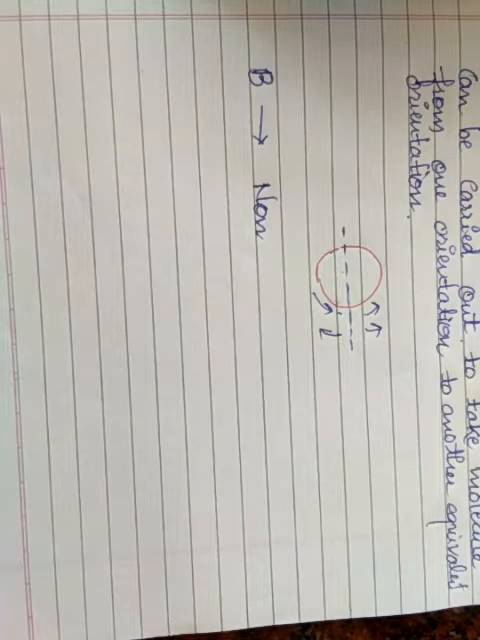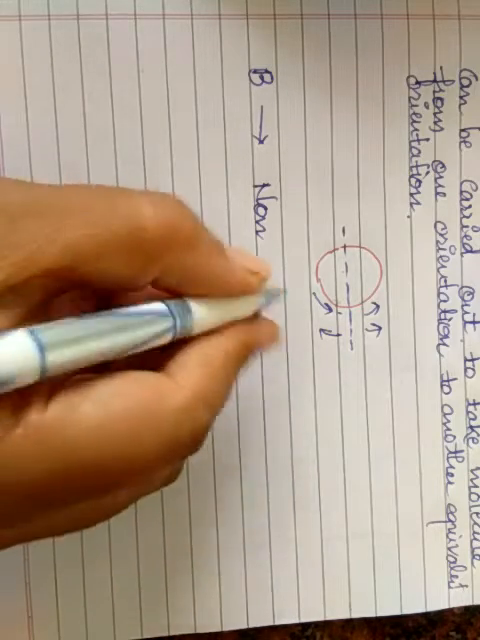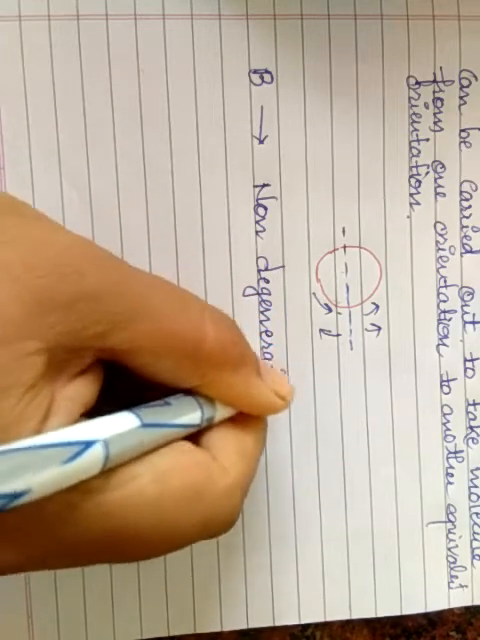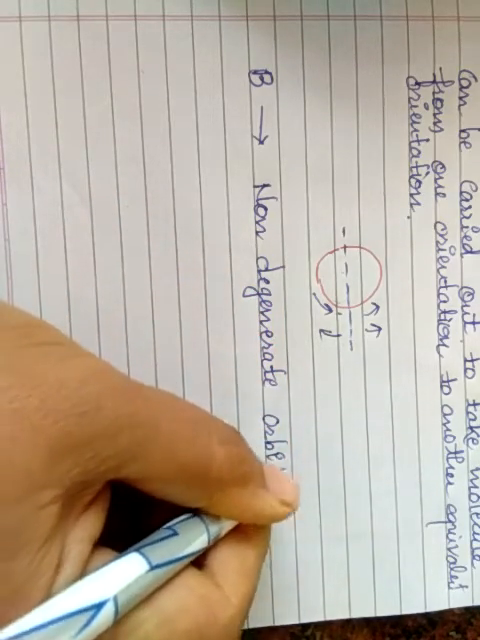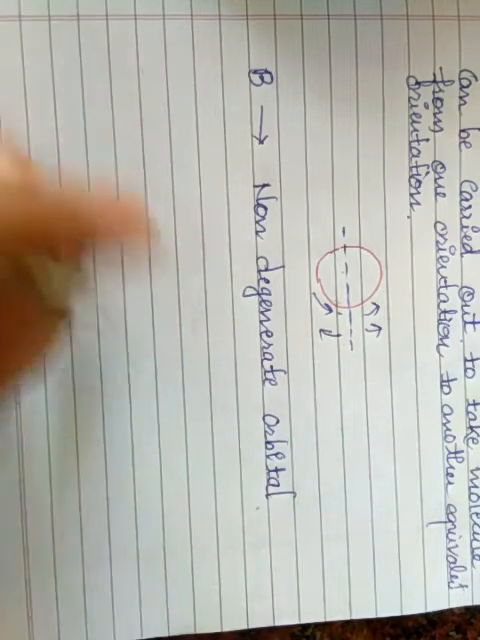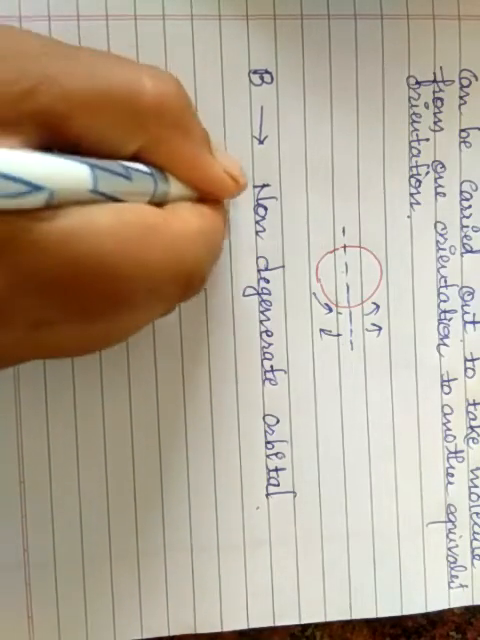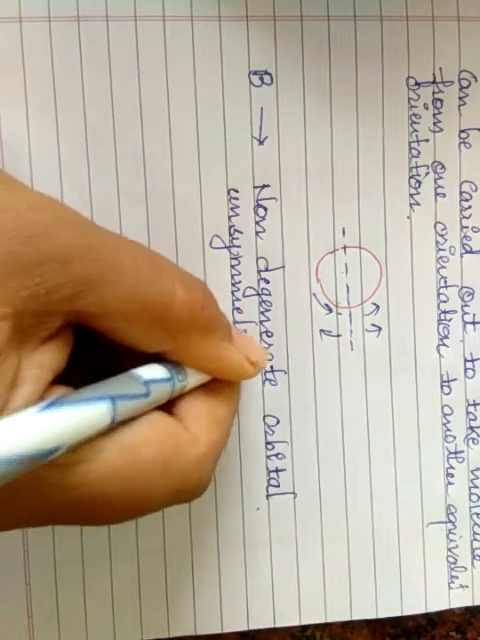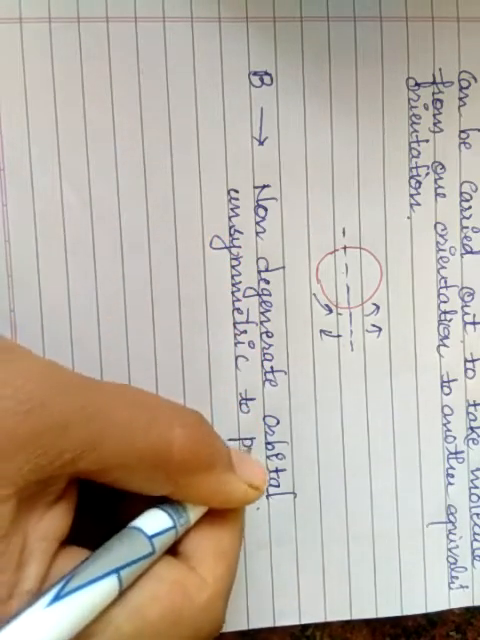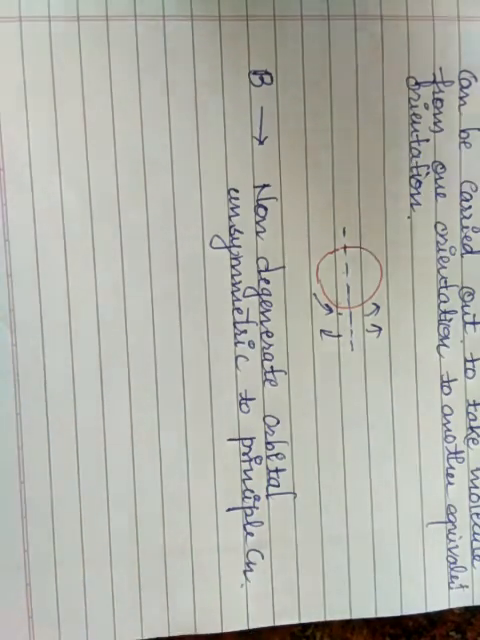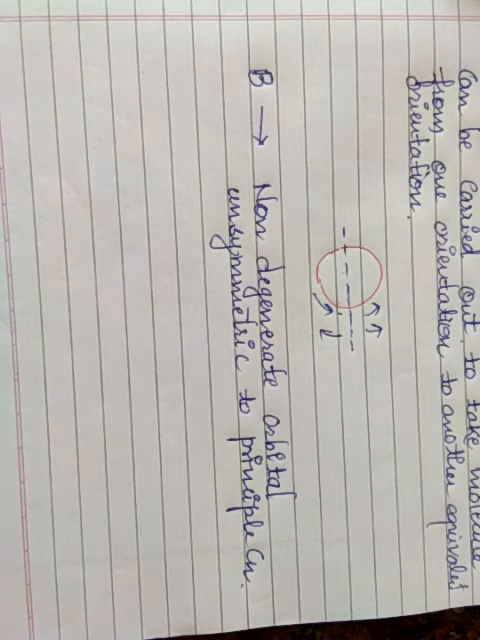The next symbol is B. B indicates a non-degenerate orbital unsymmetric to the principal Cn. I have told you about symmetric; this is unsymmetric to the principal Cn. So what is this non-degenerate orbital unsymmetric to the principal Cn?